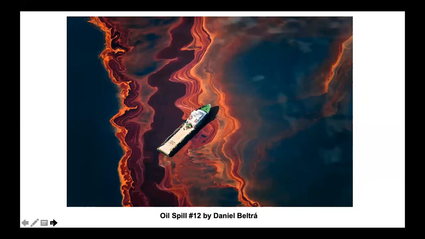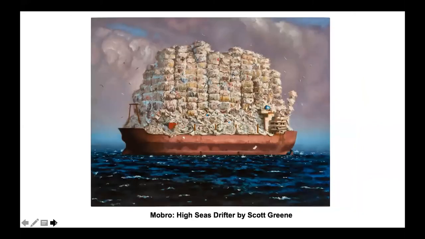Here's an aerial photograph of the Deepwater Horizon oil spill by Daniel Beltra. This is a depiction of an infamous incident in New York history where a town in New York ran out of space in its landfill. So they decided to load up the barge and export their trash to some willing recipient. Not surprisingly, no one was willing to take this barge of trash. So it floated around on a dramatic journey and then wound up right back where it started.